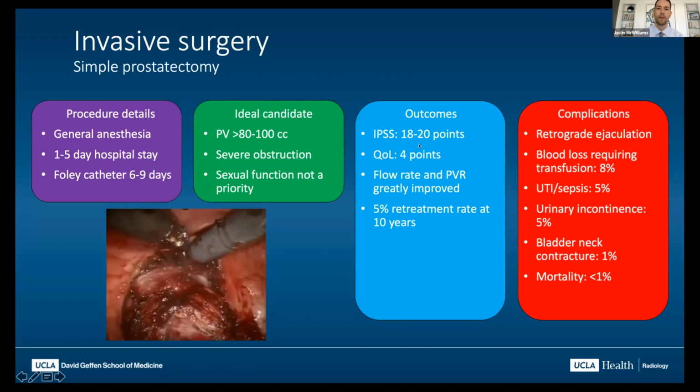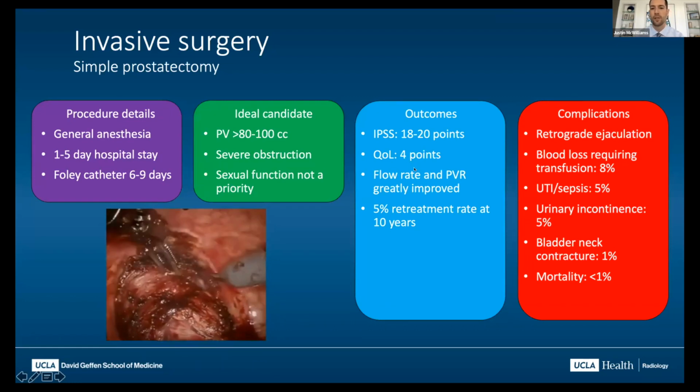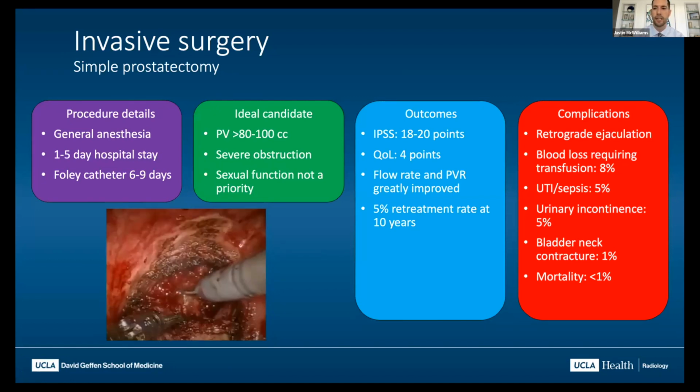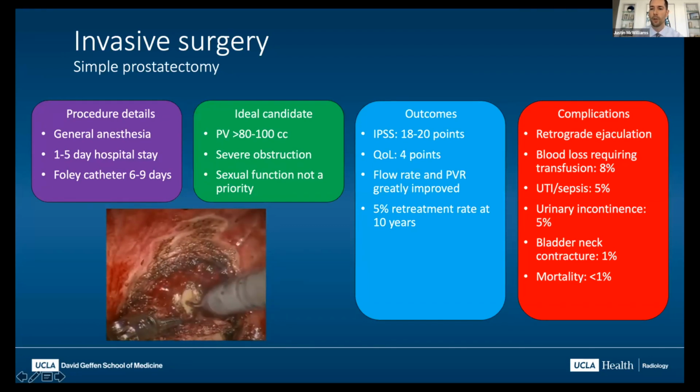IPSS improvements are terrific, 18 to 20 points. Quality of life is also great because the urination is, as you might imagine, very, very good after having your prostate removed. And then, of course, what's the bad side are the complications. You get retrograde ejaculation in almost all cases.